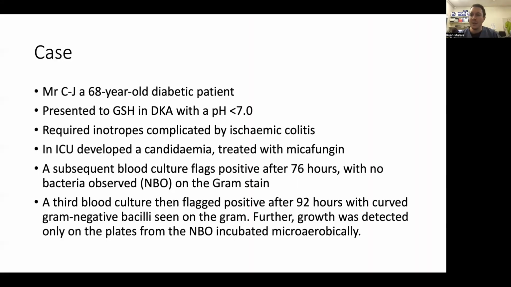Right, so I'm going to start with the case that led me to choose this topic. It's Mr. CJ, a 68-year-old diabetic patient, who presented to GSH with a DKA, very severe, pH less than 7. It required significant amounts of inotropes, which was complicated with ischemic colitis as a result.